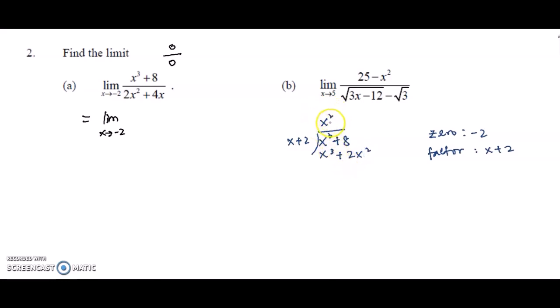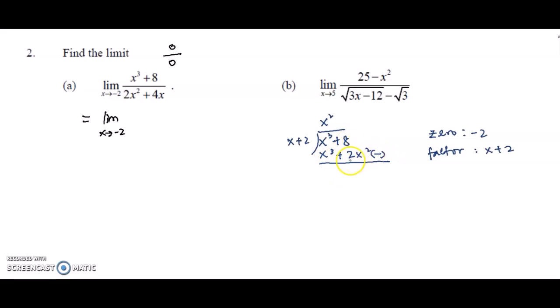How do we get this x squared? You just ask yourself, x multiplied by what to get the x cubed? Because you are going to eliminate the x cubed, you need to get something multiplied by x in order to get this x cubed. So we know that x squared multiplied by x, you get the x cubed. After this, you subtract the original function with the function that you have. You got 0 here. x cubed minus x cubed, you get 0.